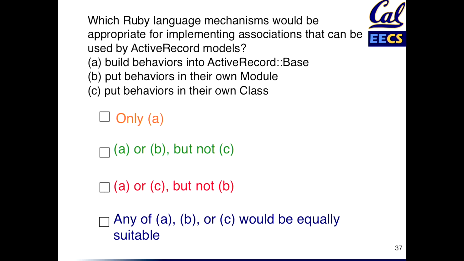So let's conclude with this quick question, which is which language mechanisms that you've seen would be appropriate for implementing associations? If you were the author or designer of Active Record, what mechanisms would you use to make this functionality available? Could you build these behaviors into the Active Record base class, which is the ancestor of all your models? Could you put these behaviors in their own module, or could you put these behaviors in their own class? So which of these three is or are appropriate ways to do this?